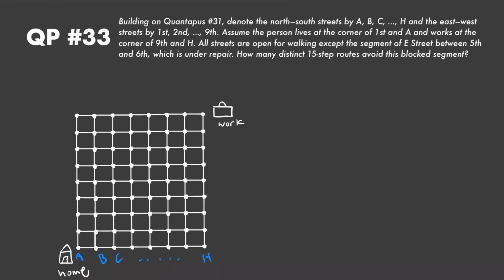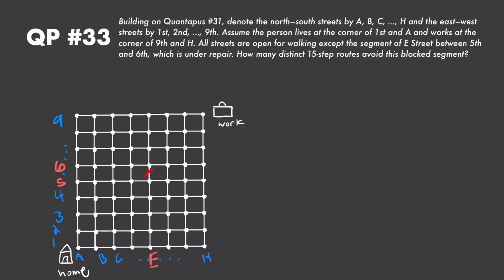Now let's do our east and west streets, the ones going side to side, as 1st, 2nd, 3rd, 4th, all the way up to 9th Street. Now the difference between quantipus 31 and this problem is that East Street between 5th and 6th is going to be shut down. So let's find that. This is going to be East Street right here. This is going to be 5th Street, and this is going to be 6th Street.